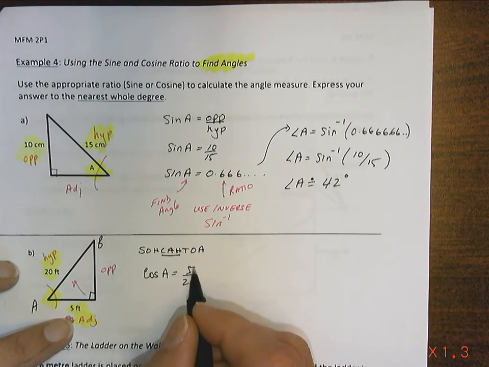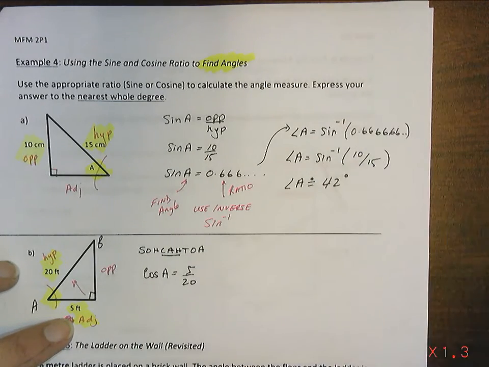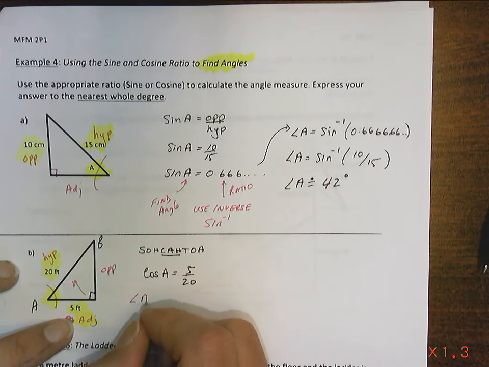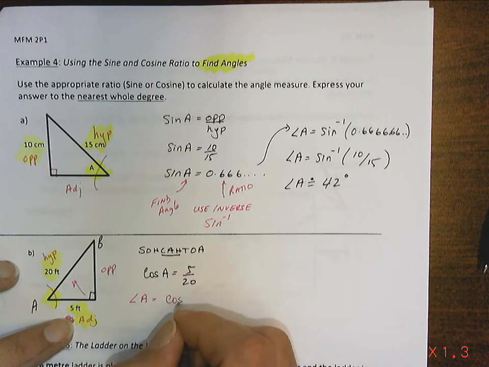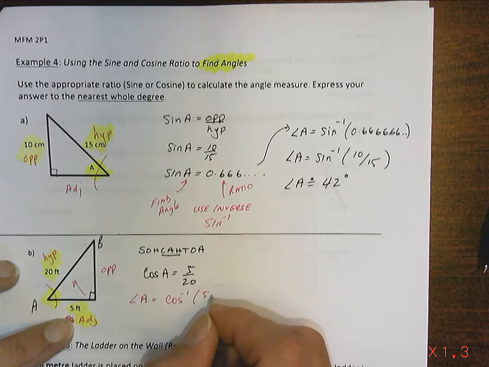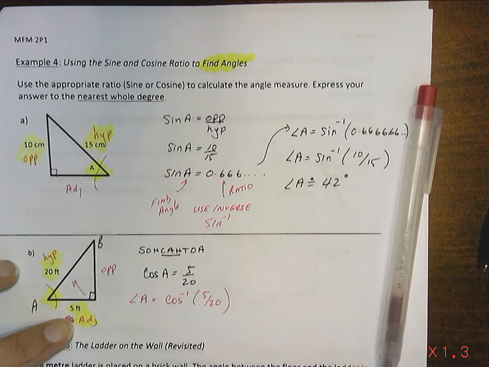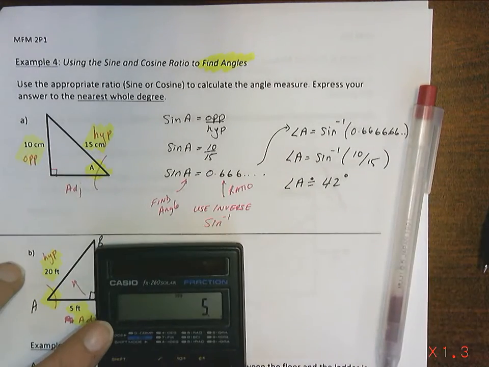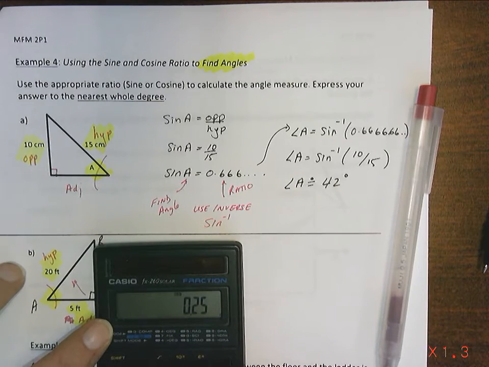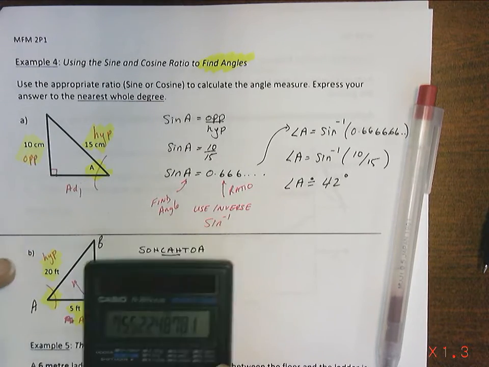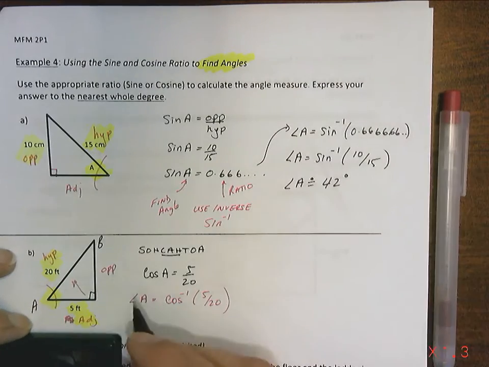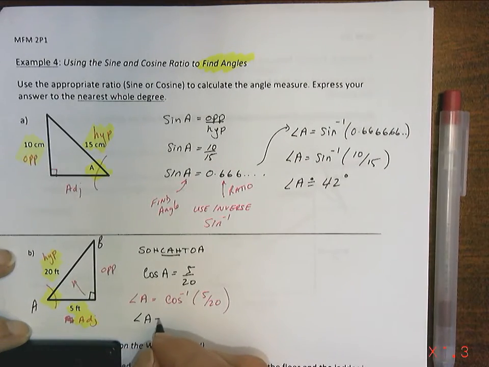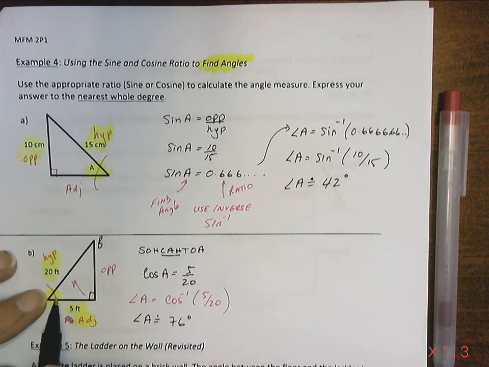Notice that this is a ratio going to an angle. So angle A is going to equal the inverse cosine of 5 divided by 20. So 5 divided by 20 equals second function cosine, and I get about 76 degrees.